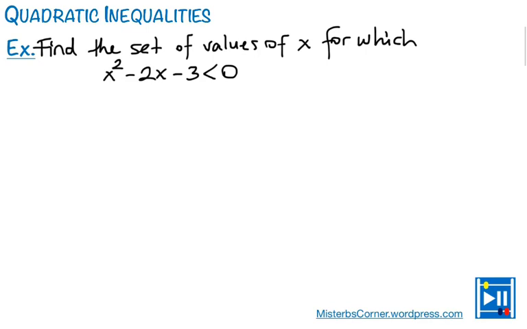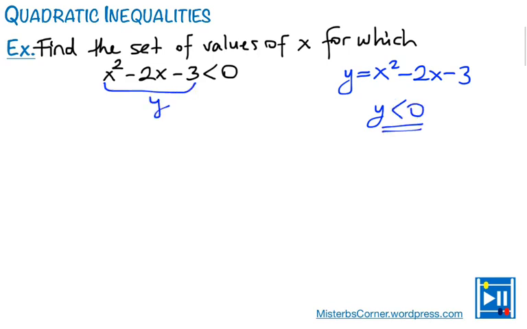Now, when it comes to thinking about functions, we have y equals, let's say, x squared minus 2x minus 3. So the question is, we are looking for those y values being negative, because this is a function, so we are looking for wherever y is negative.